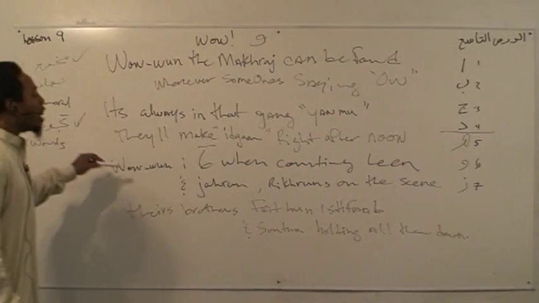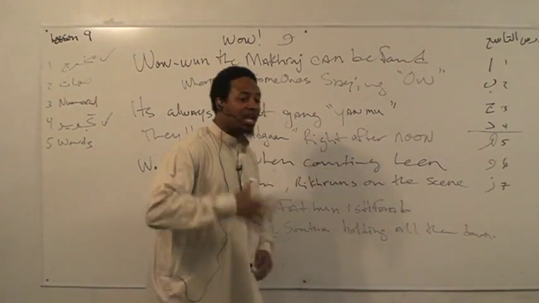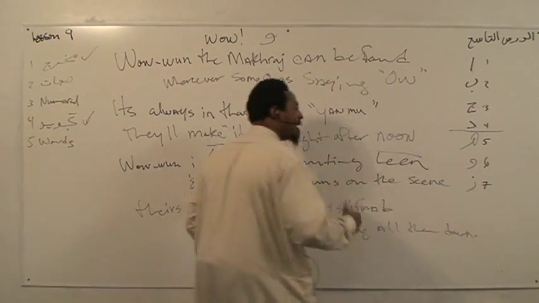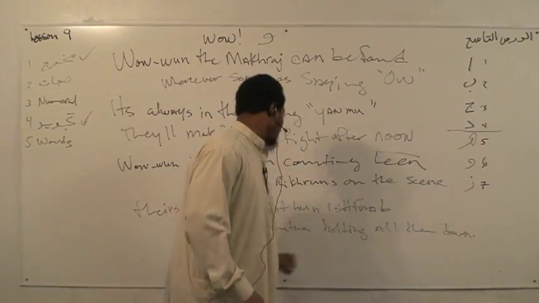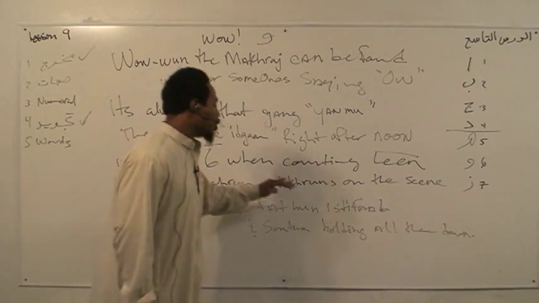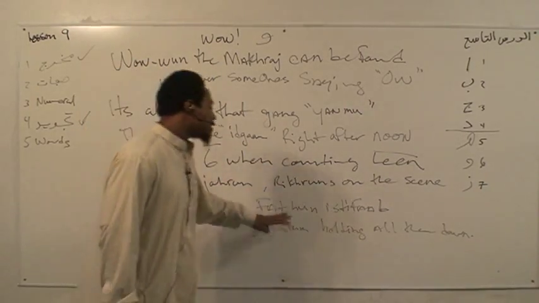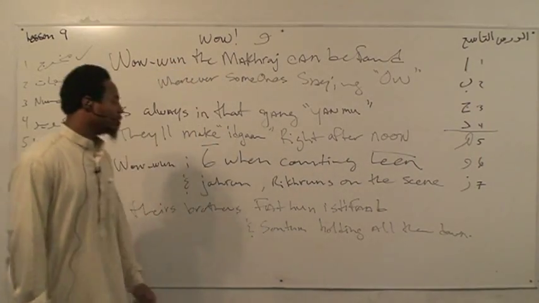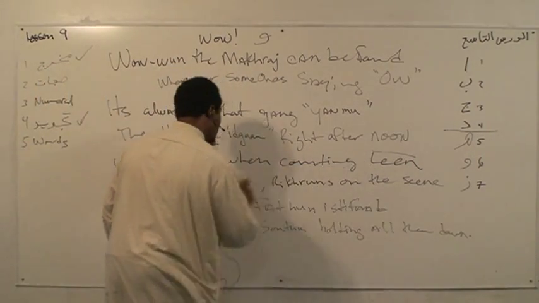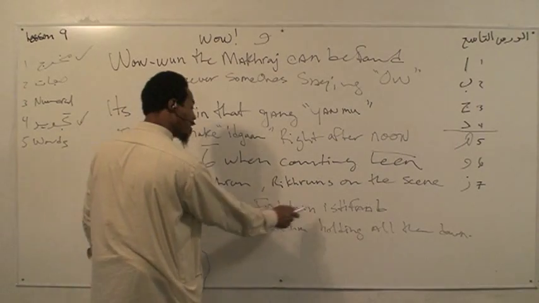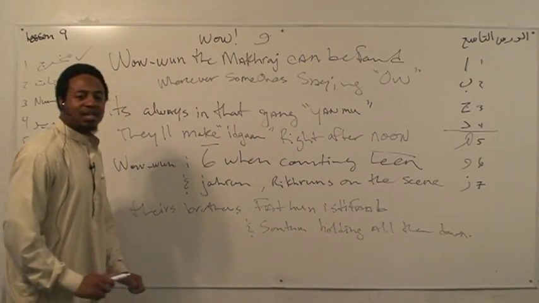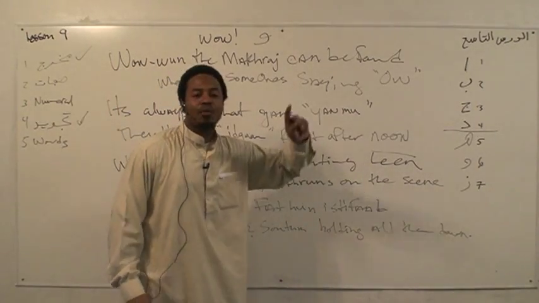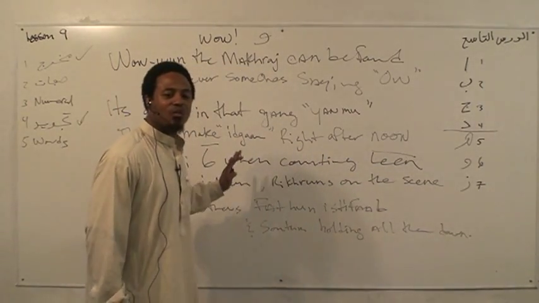So he said, WOW-WUN is 6 when counting lean. He's playing a game with words. Lean, everybody say those words when I say them. Lean, jahrun, rikhwun, fathun, istifal, and samtun. 1, 2, 3, 4, 5, 6. When he says when counting lean, he's letting you know he's playing a game. Sometimes lean is not one of the sifat of wow.